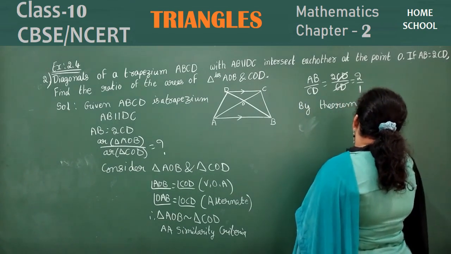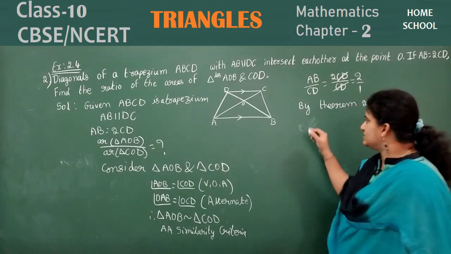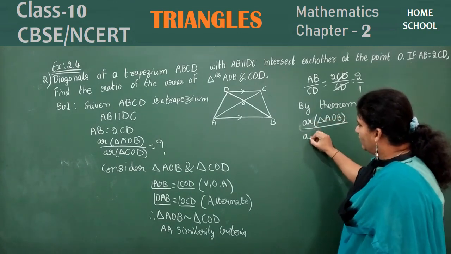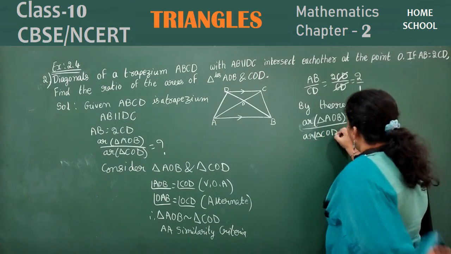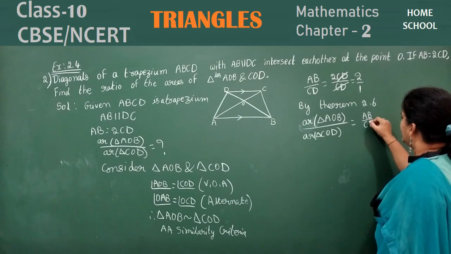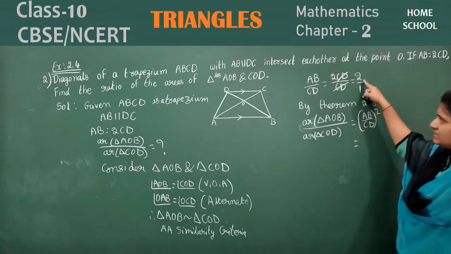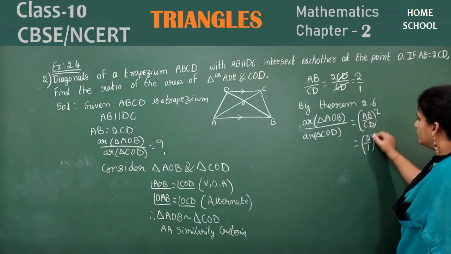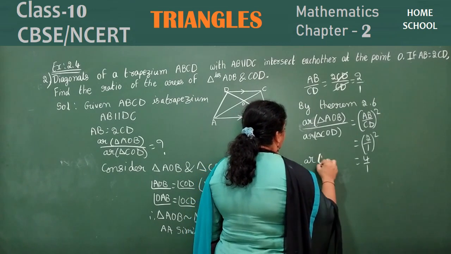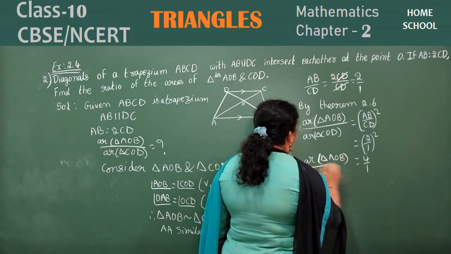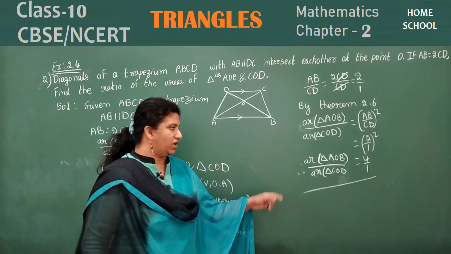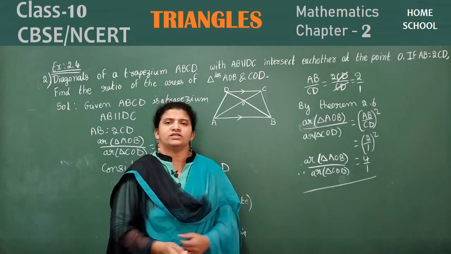then by the area of similar triangles theorem, or theorem 2.6, I can write here: area of triangle AOB by area of triangle COD is equal to, what can you write here, children, AB by CD whole square. What is AB by CD from above? 2 by 1 whole square. That will be 4 by 1. Finally, what is the ratio of the areas of the two triangles AOB and COD? It will be 4:1. Therefore, this is your answer. Area of triangle AOB by area of triangle COD is equal to 4:1 is your answer.